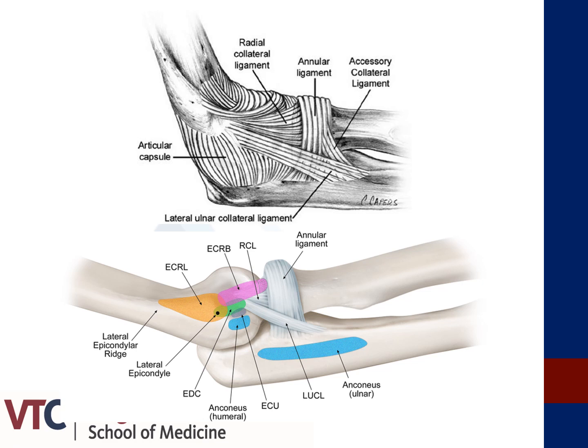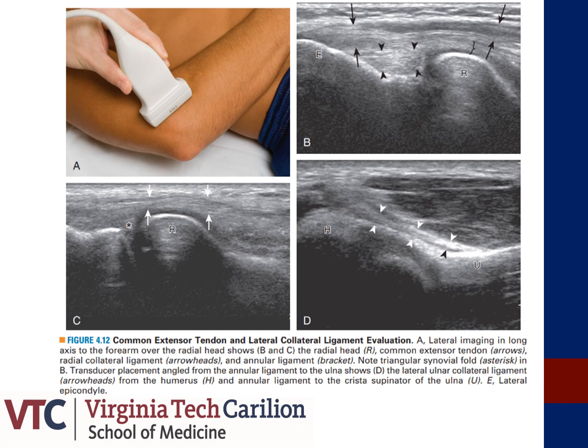We spent the last couple minutes focusing on the medial aspect of the elbow, so I wanted to provide some anatomy with regards to the lateral aspect of the elbow. Here are some ultrasound images demonstrating normal anatomy of the lateral aspect of the elbow. Figure B demonstrates the radial collateral ligament, the annular ligament, and the overlying extensor musculature. Figure B shows the common extensor tendons as they traverse the radial head, and figure D represents the lateral ulnar collateral ligament as it traverses from its origin on the humerus to its ulnar insertion on the crista supinator.